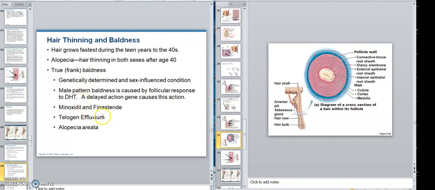Telogen effluvium. One thing that'll make hair fall out is stress or loss of weight or various things, and a bunch of hair will go into telogen and start falling out. Okay, just showing you some various things there.